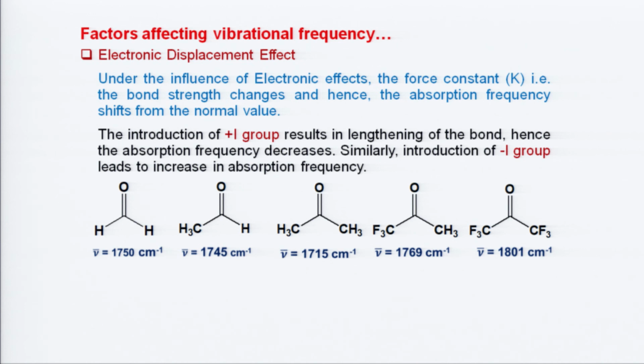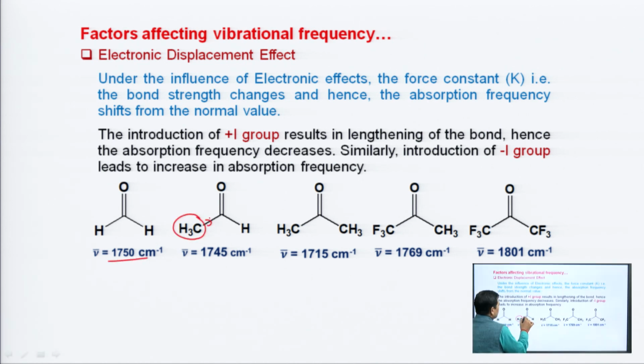Next is the electronic or displacement effect. Electronic effects largely affect the vibrational frequency. How will they affect it? They directly push or pull the bond electrons, increasing or decreasing the bond length, and its measure is K. Suppose there is a plus I group. If we introduce a plus I group, this is 1750 centimeter inverse.